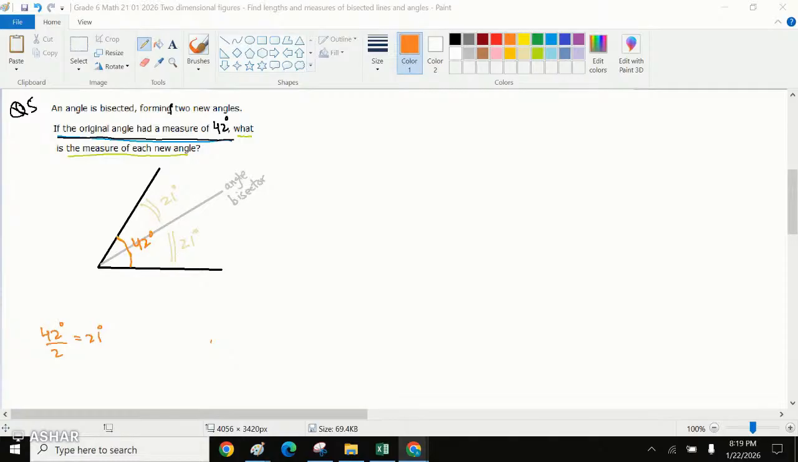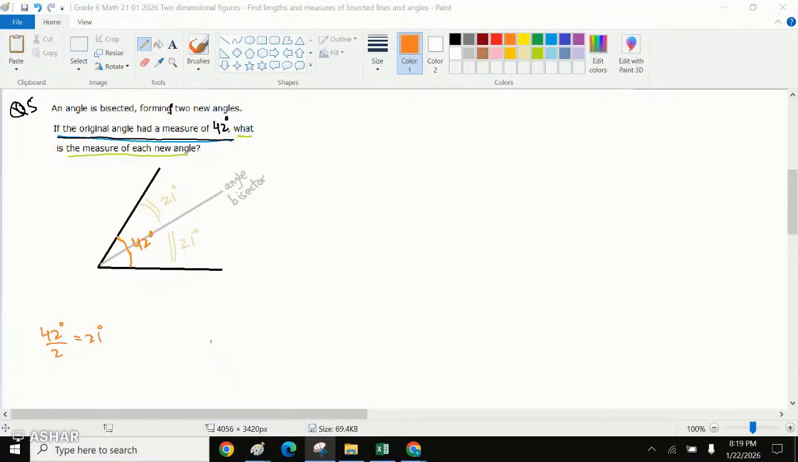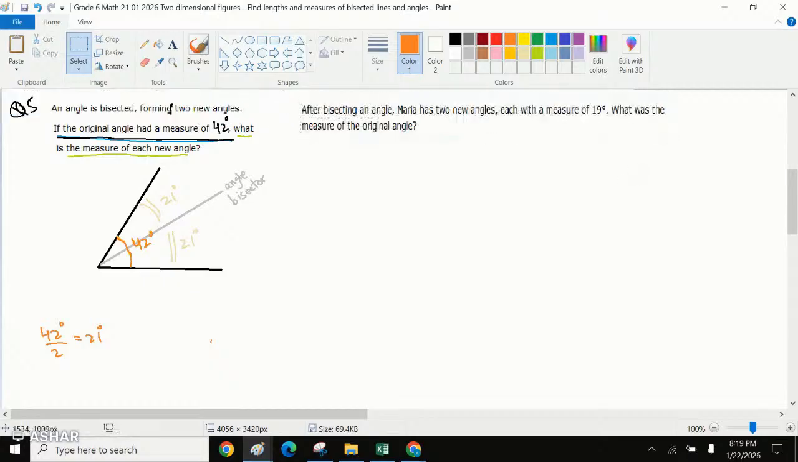Let's see if we had. For the next question, it says after bisecting an angle, there are two angles. So now it would be the reverse of question number 5. Let's say if this is given to us, just replace this.